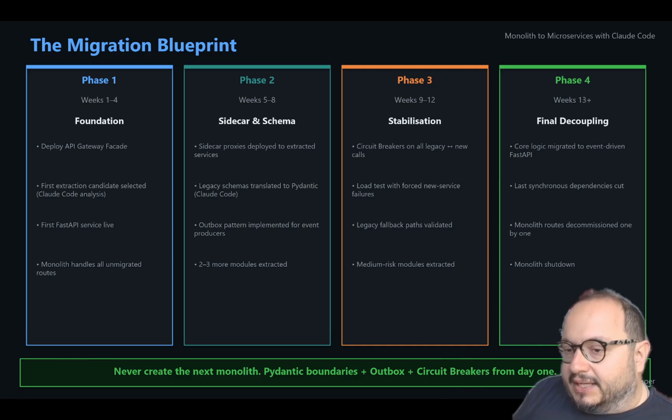Event-driven final decoupling. Migrate core business logic to event-driven FastAPI consumers. Cut the remaining synchronous dependencies. Decommission the monolith routes one by one. Final validation. The monolith is shut down now.